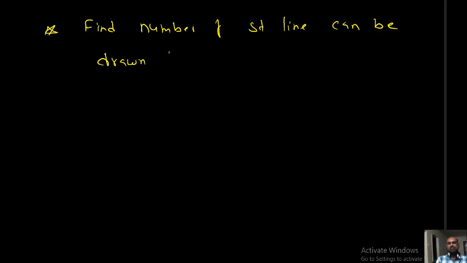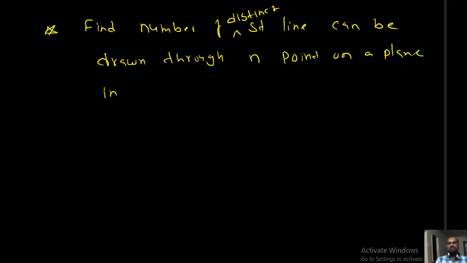Next point: find the number of straight lines that can be drawn through n points on a plane, number of distinct lines, that is important, through n points on a plane in which k points are collinear. Interesting question.